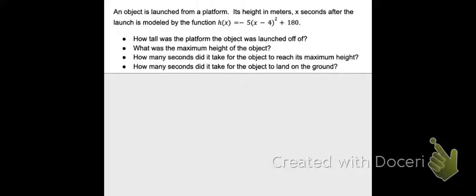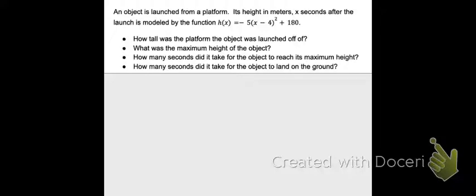Here we're given a function, but not a graph. So the first step to analyze this function is to graph it on the state test graphing calculator. So it says an object is launched from a platform. The height in meters, x seconds after the launch is modeled by this function.